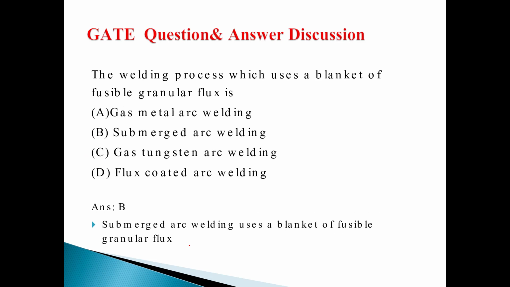Next question is, the welding process which uses a blanket of fusible granular flux: gas metal arc welding, submerged arc welding, gas tungsten arc welding, flux coated arc welding. Submerged arc welding uses a blanket of fusible granular flux.